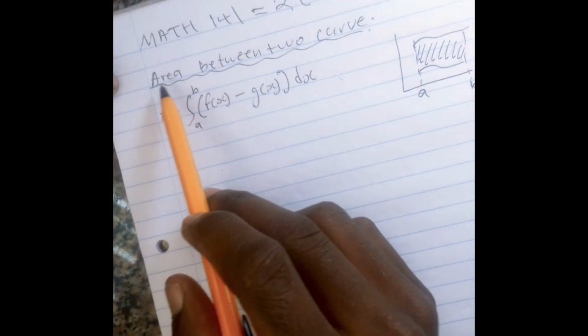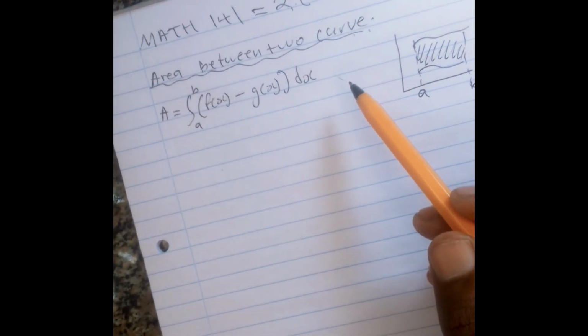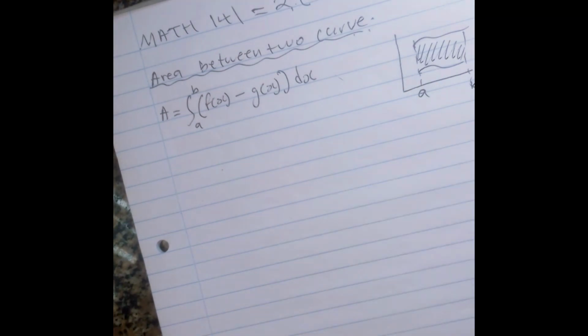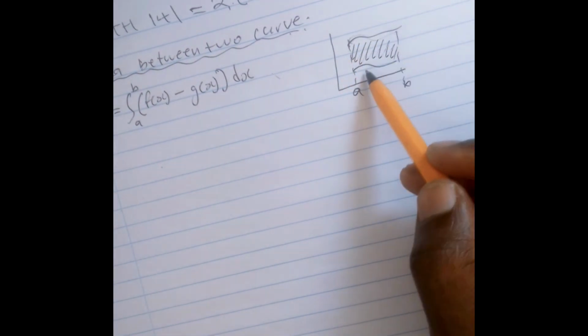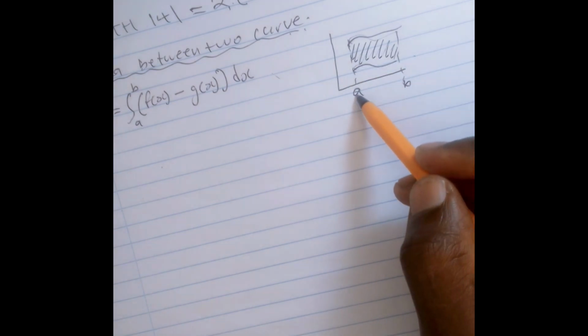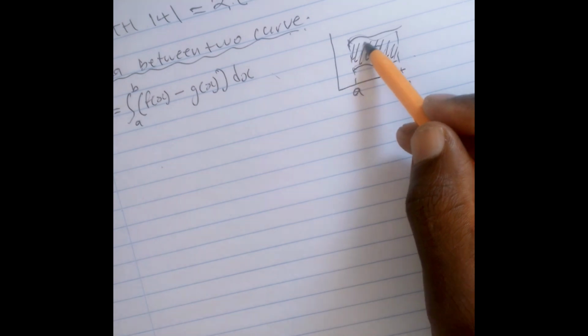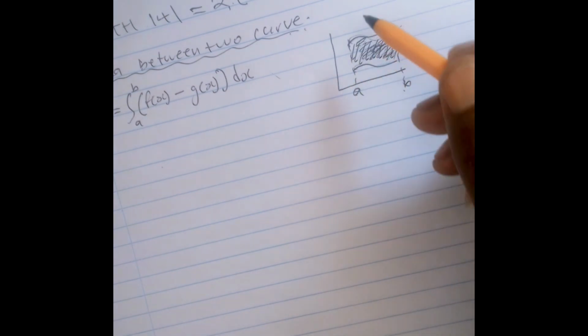We need to find the area between two curves. Remember that in Math 131 we had to find an area under a curve, so you have to take a definite integral. So consider the two curves right over here, the top curve and the bottom curve, on the interval from A to B. We need the area that is bounded between those two curves. How can you find the area?